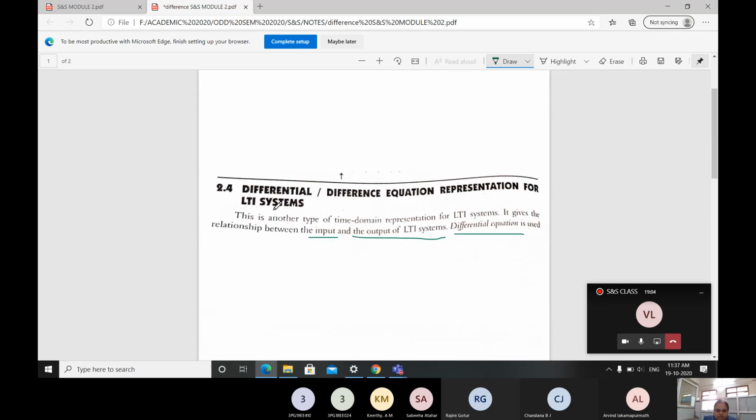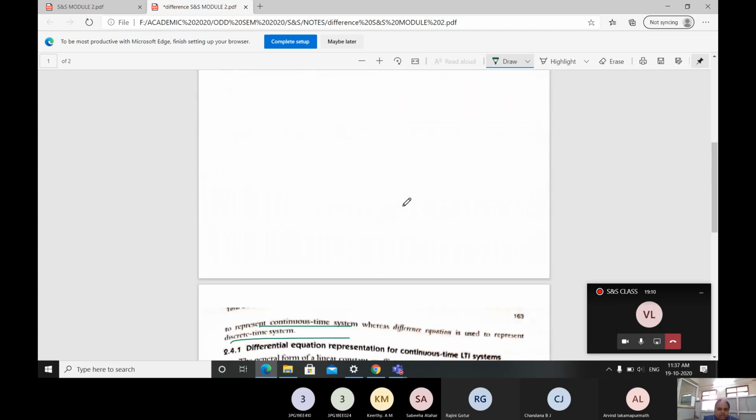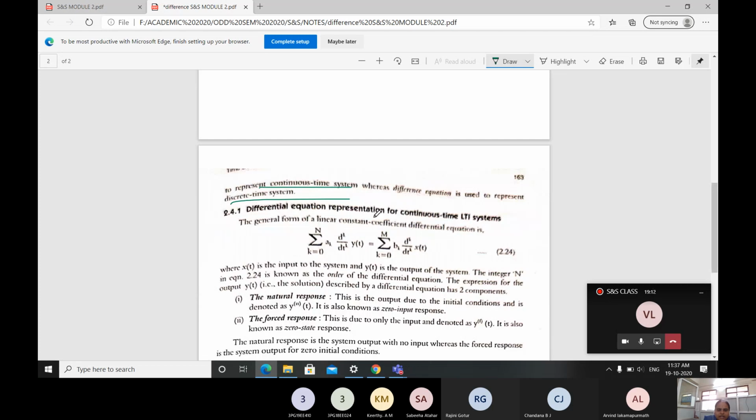When I'm going for differential, it is for the continuous time. When I'm going for difference, it is for the discrete time equation representation. In the previous cases for continuous, we take the integration factor, but when you go for discrete it's a summation, right? In the same way here also.